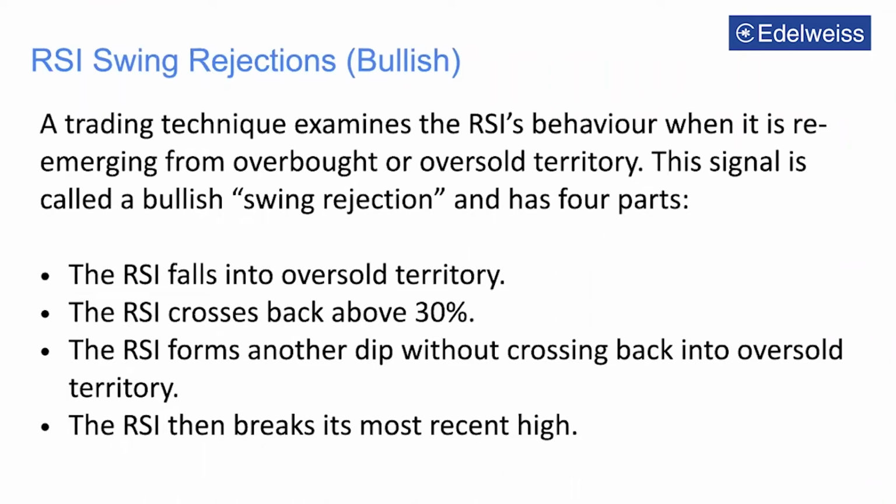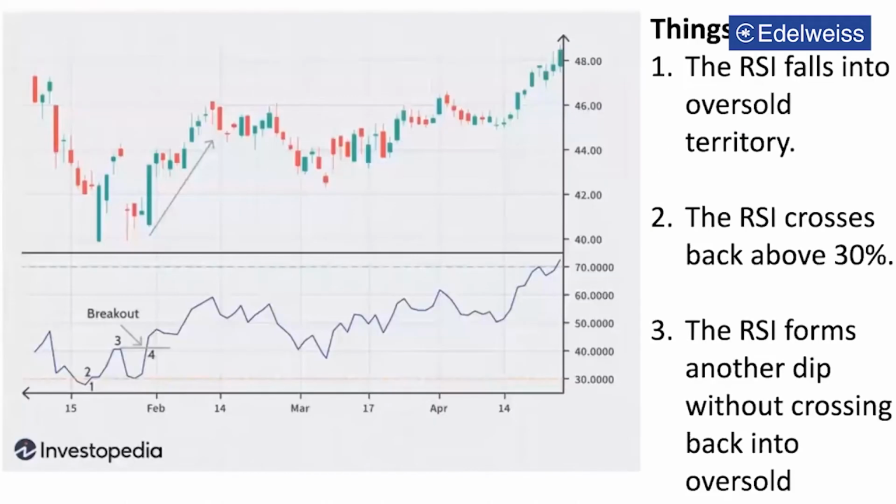So what is the swing rejection? There might be a trend reversal, but the volume isn't that good and the sentiment isn't that strong, so the swing might get rejected. Let's understand this with an example. First, the RSI falls into the oversold category. The RSI crosses back above 30, forms another dip without crossing back into oversold territory, and then RSI breaks the most recent high. We'll move on to the example because understanding this just by terms won't be that easy.